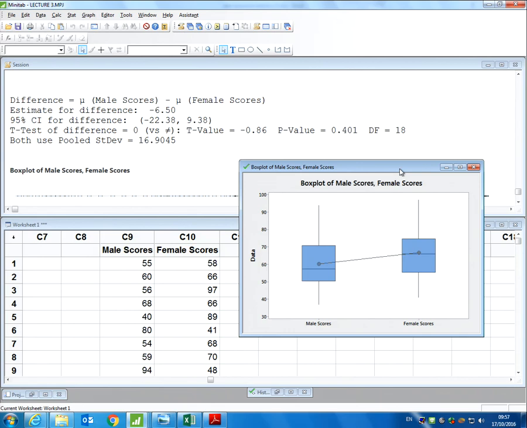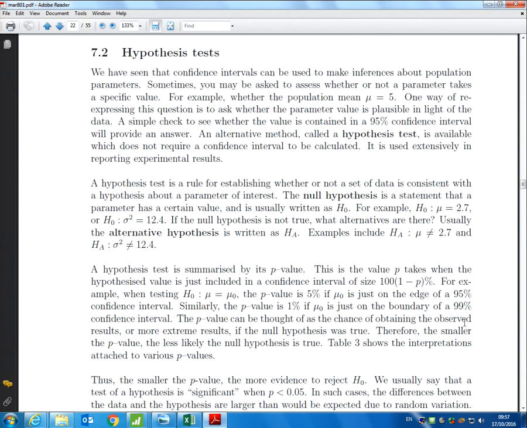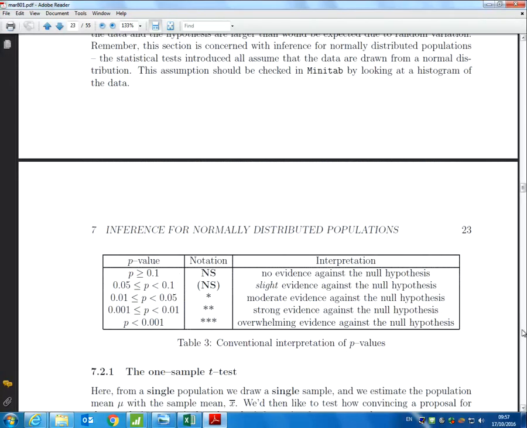So, who's doing the best at maths? Is it the boys or the girls? Would you all agree the girls are doing a bit better than the boys? Okay, but that's just the sample data. We're now trying to make an inference about what's going on in the wider populations. How do we do that? What do we look for? We look for the p-value. What's this one? 0.401. So what should our decision be? Well, in this table, it's an important table, it's in your notes. Okay, we'll talk about it more in the computer practical. This is how you interpret the p-value. Take a moment to look at it.